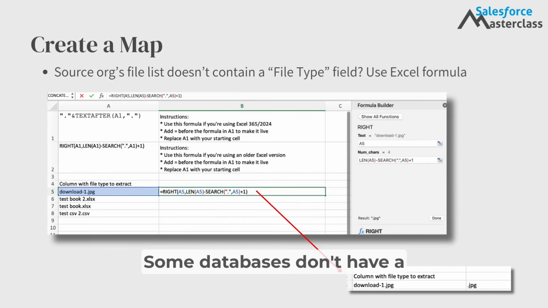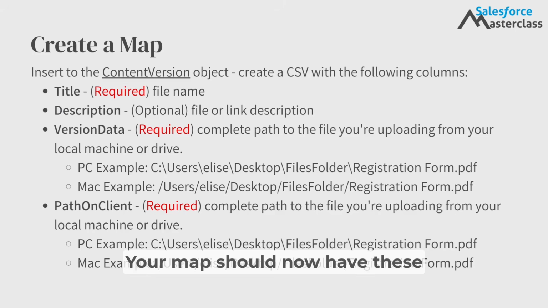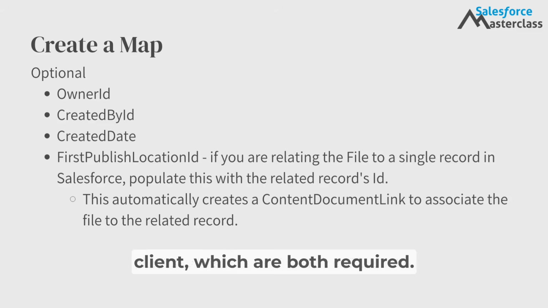Some databases don't have a dedicated column with file type, so you'll need to use Excel to pull it out of another field. In the attached workbook, there is the formula you need if you use 365, and there's another formula if you use an older version. Your map should now have these fields mapped and prepped. Title, which is the actual file name, description, which is optional, and version data and path on client, which are both required. Optionally, you can map in the owner ID, created by user, created date, and an associated record via the first published location ID field.